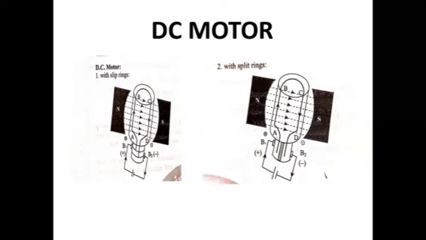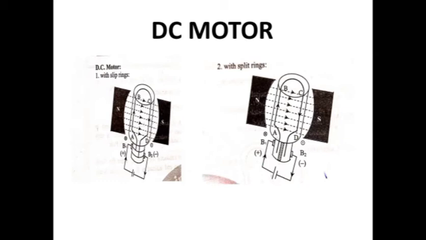After half rotation, CD comes under the North Pole and AB is under the South Pole. You can understand from the figure. Here the polarity of brush B1 is positive and B2 is negative. Hence the current direction is from A to B under the South Pole and C to D under the North Pole. That means after half the rotation, which is not shown in the figure, compared to the first time before the rotation, the current is opposite. Okay. Therefore, the electromagnetic torque is in clockwise direction.